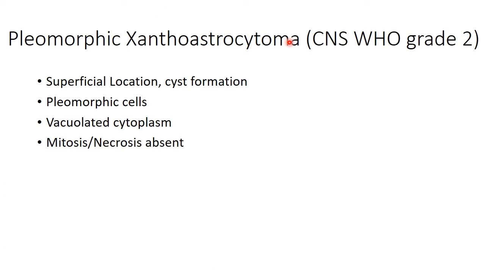What about a pleomorphic xanthoastrocytoma? It's a CNS WHO grade 2 tumor. It is a superficially located tumor. There is some degree of cyst formation as well. Cells look very pleomorphic, as the name implies. However, it behaves like a grade 2 tumor. And there is some degree of vacuolation in the cytoplasm as well. So the vacuolization of the cytoplasm will give you an indication. Further, mitosis and necrosis are absent.